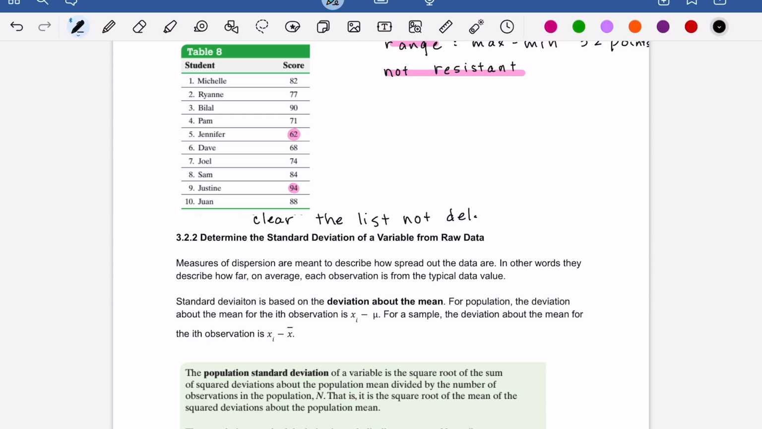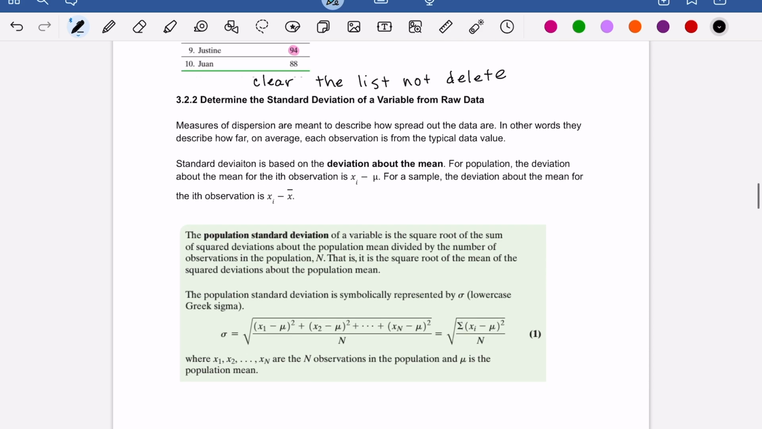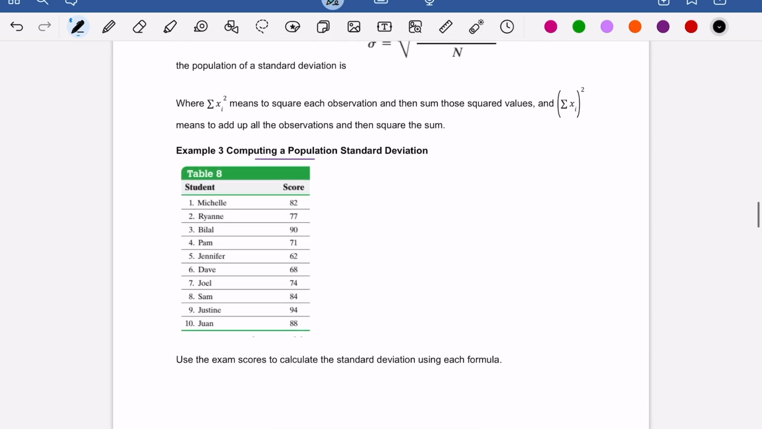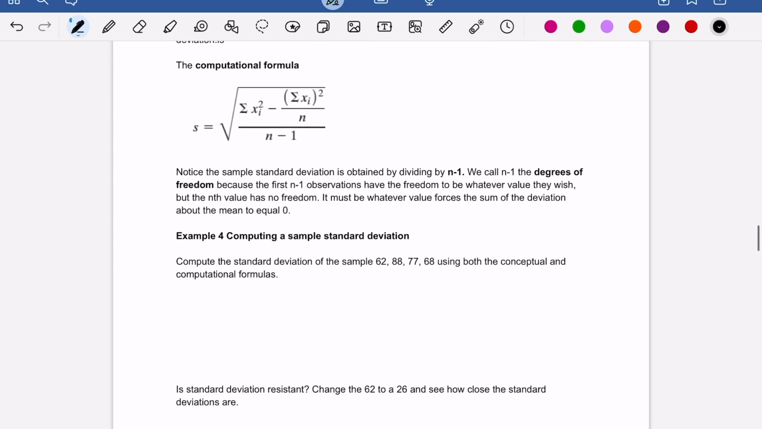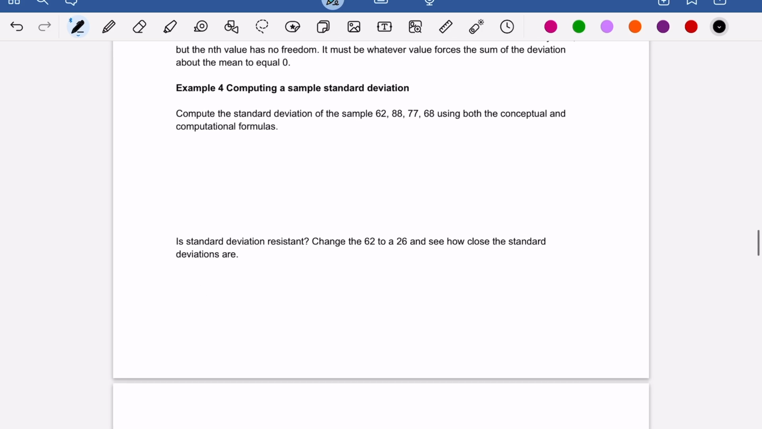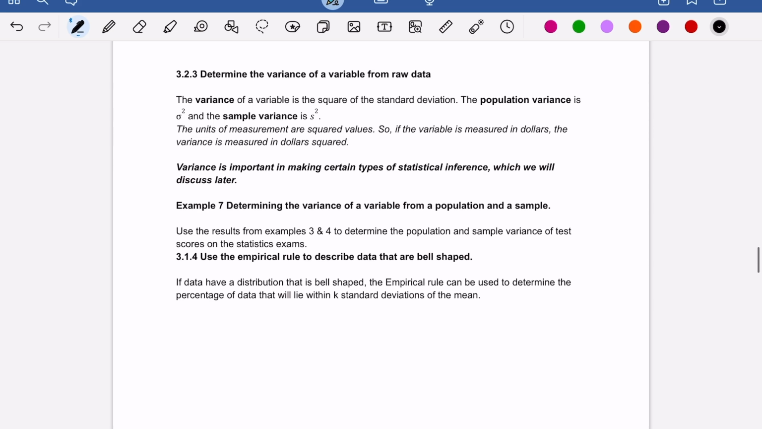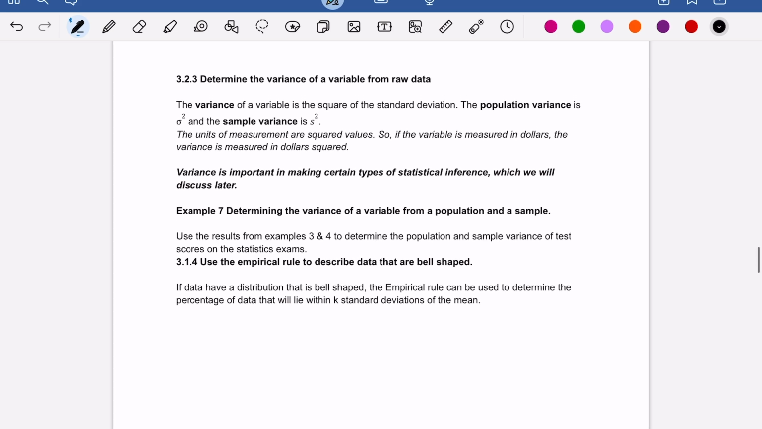Now it says, determine the standard deviation from raw data. I could show you how to find this by hand. I'm not going to anymore for our purposes. So we're not going to find it by hand. We're only going to do this with technology.